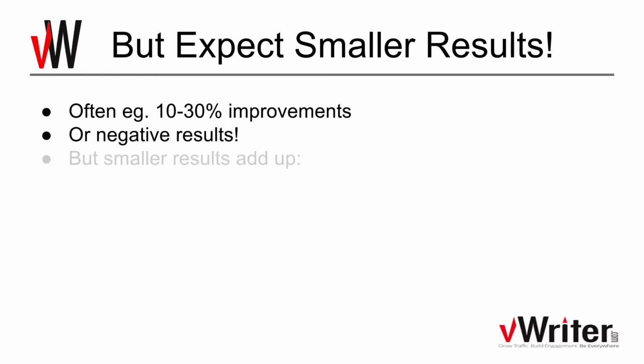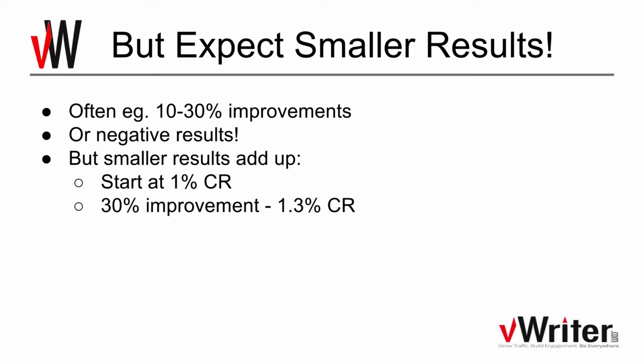The smaller results, though, they're still very important because they do add up over time and quite significantly as well. So let's imagine that you start at 1% conversion rate that we had before, and you do a split test that improves that conversion rate by 30%. So now your conversion rate on the page goes up to 1.3%. You then do another split test, and you get a smaller 10% improvement. It's still an improvement, but now you're up to 1.43% conversion rate.